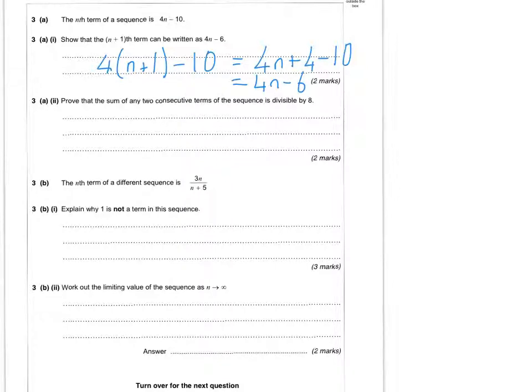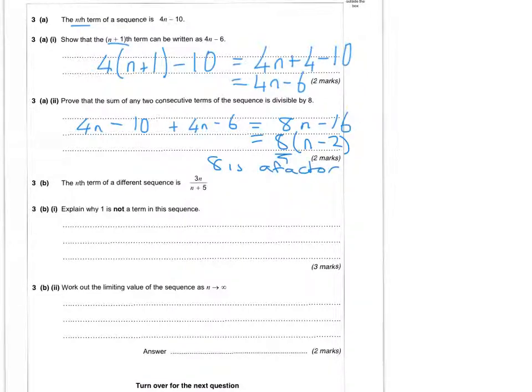Prove that the sum of any 2 consecutive terms, so the nth plus the n plus 1th, so 4n minus 10 plus 4n minus 6 is equal to 8n minus 16. Common factor of 8, 8(n minus 2), it is divisible by 8. 8 is a factor.